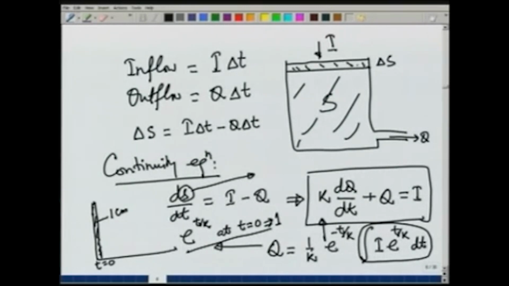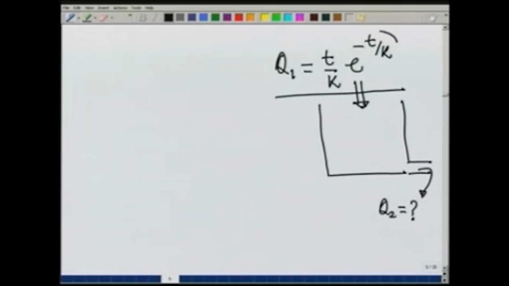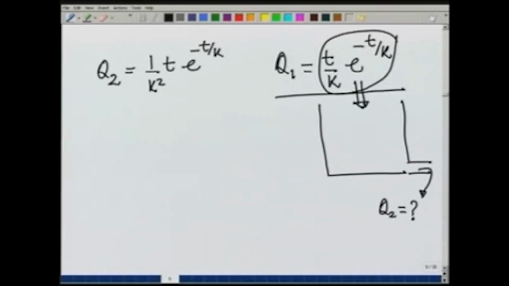is 1 over k e to the minus t over k times the integral of I exponential t over k dt, but this I now for the second reservoir will be replaced by 1 over k e to the minus t over k. So, if we perform this integration, we get a value of q which is given by q 2 equal to 1 over k square t e to the minus t over k.